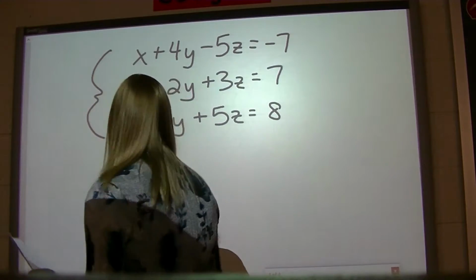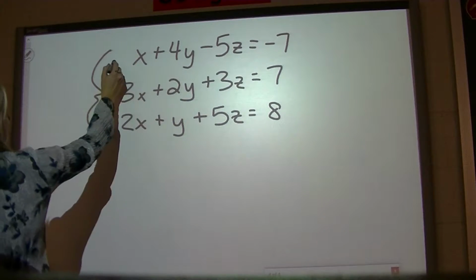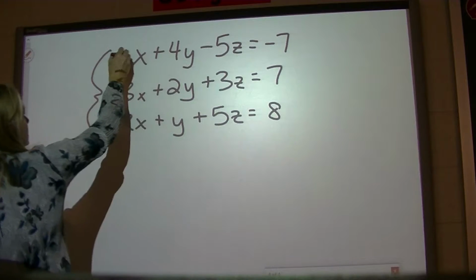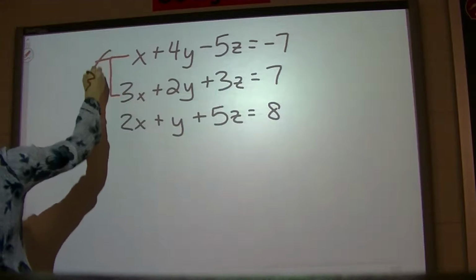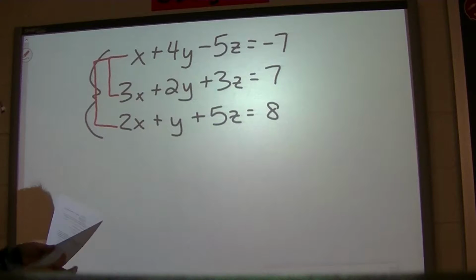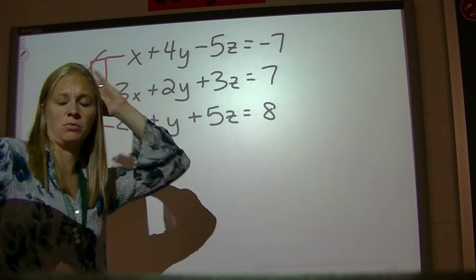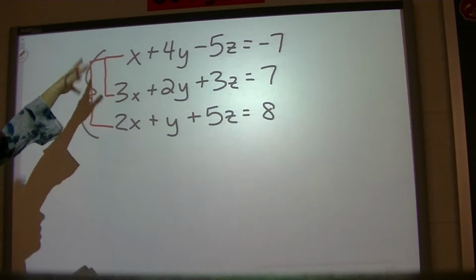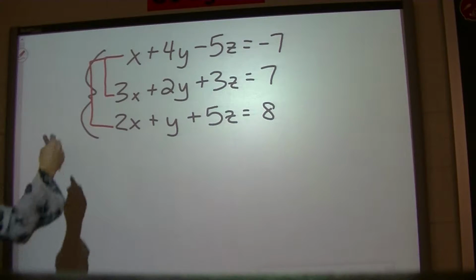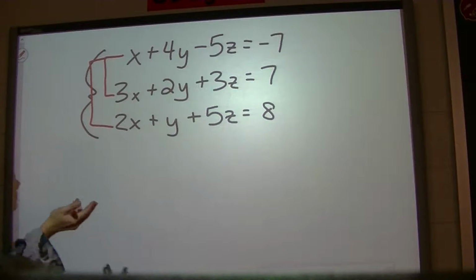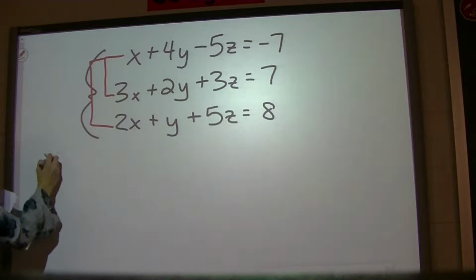So let's pair it up. In this case, I'm going to pair the first two and then the first and last. Why? Because with this x being a coefficient of 1, it's going to be a lot easier to multiply that problem by the other ones, than trying to multiply both to have them cancel out. So let's pair those two up.